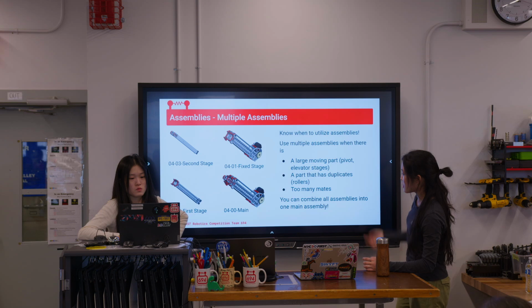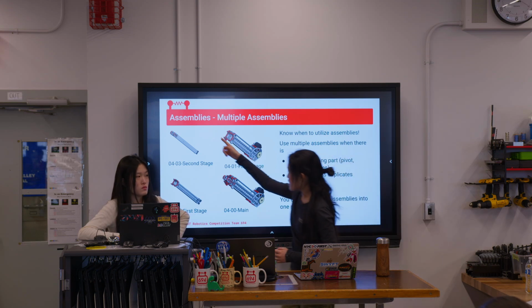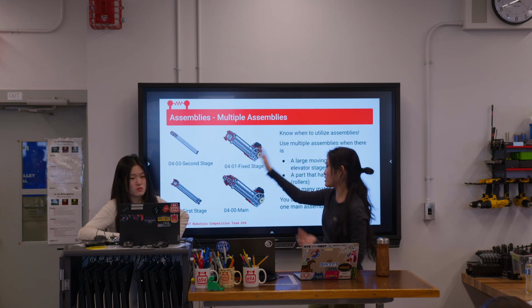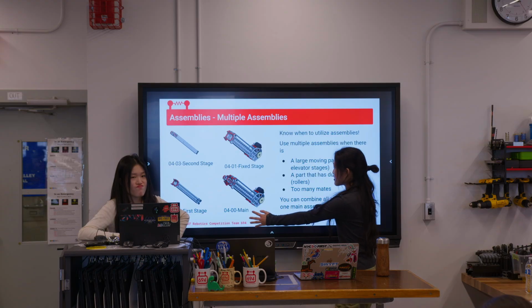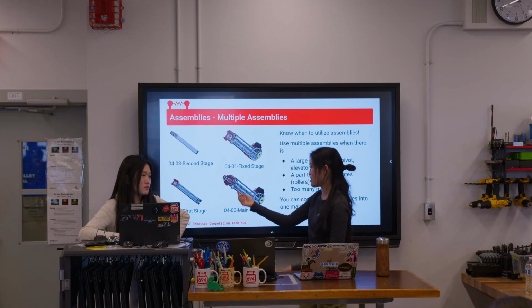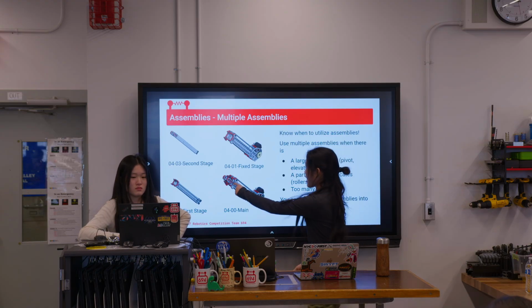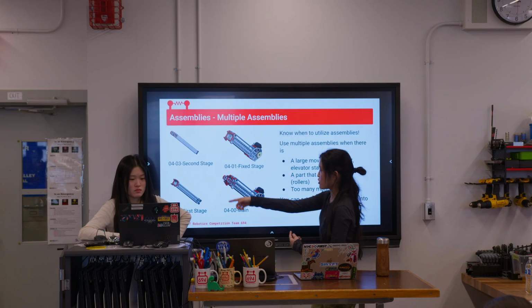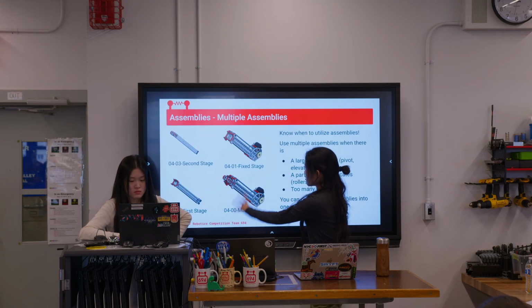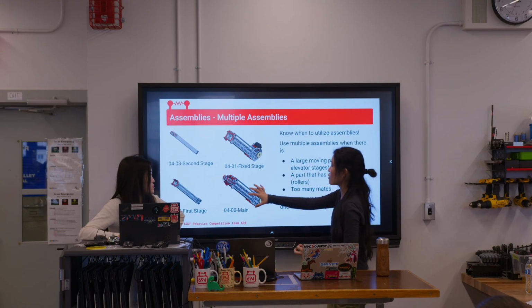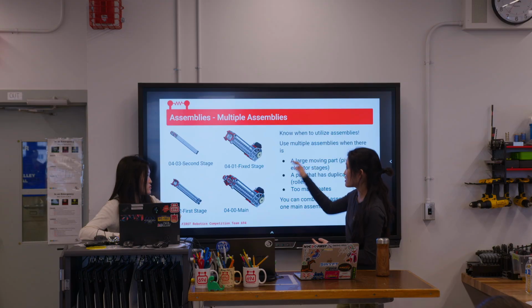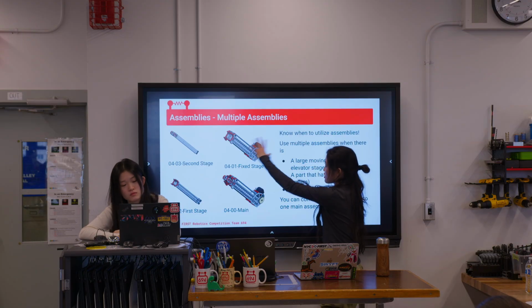If you see here, you have the fixed stage, first stage and second stage assembled separately, and then you combine them together because it's an elevator, so it's going to go up and down. You could just add the relationship between the fixed stage, first stage, and second stage, and then combine them all together. This will cut down a lot of loading time. And let's say you need to edit something in the fixed stage, you just go directly to the fixed stage assembly.